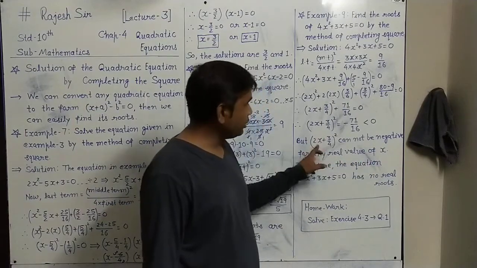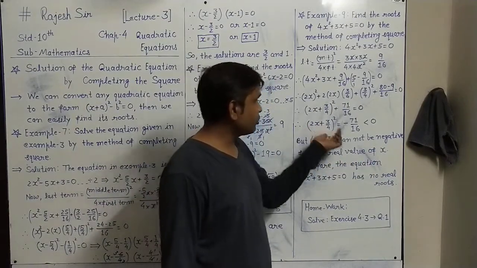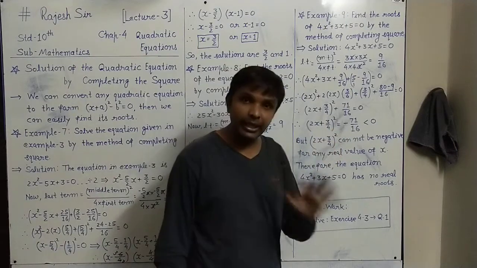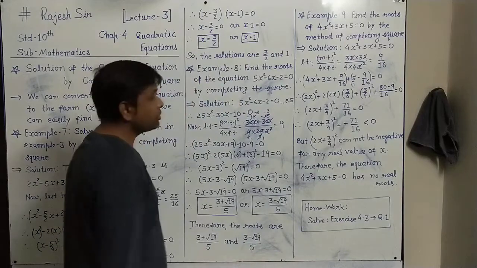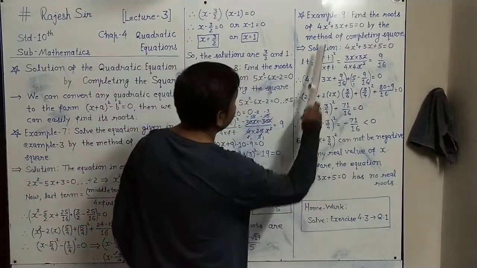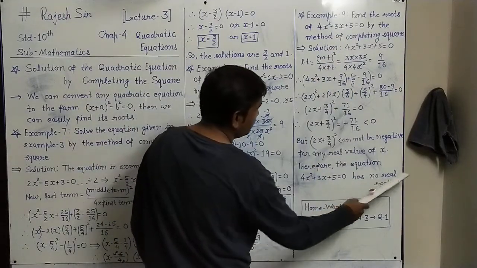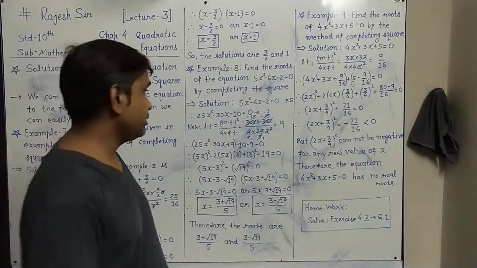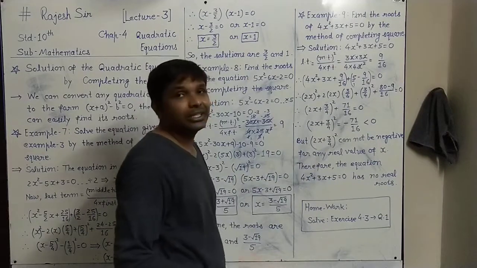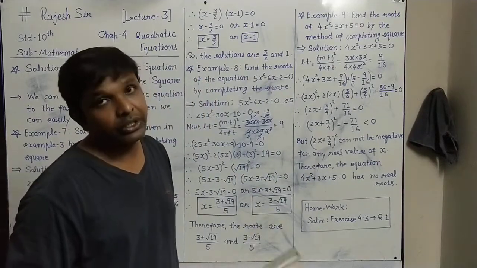If you place any value of x here, and if you do the whole square of this part, this bracket, it will never be negative, but it shows negative. So what happens? What is the conclusion here? That the equation 4x² + 3x + 5 has no real roots. You cannot find any real value of x here which will give this expression. So we will say that this equation has no real roots.